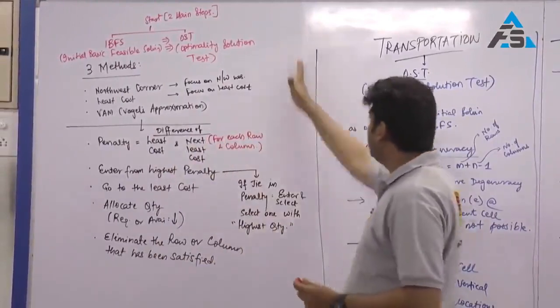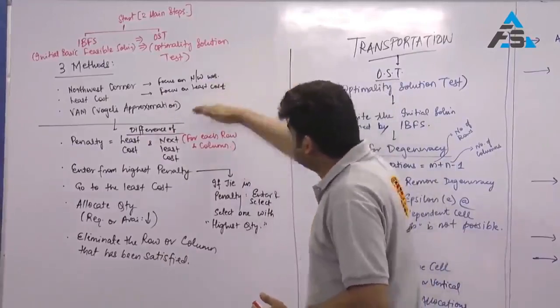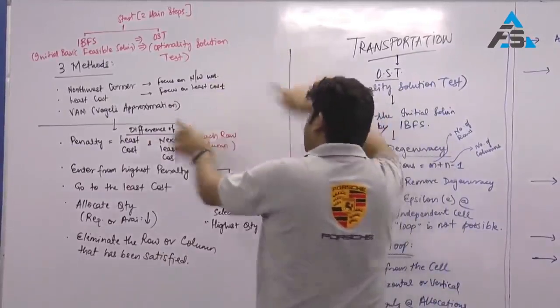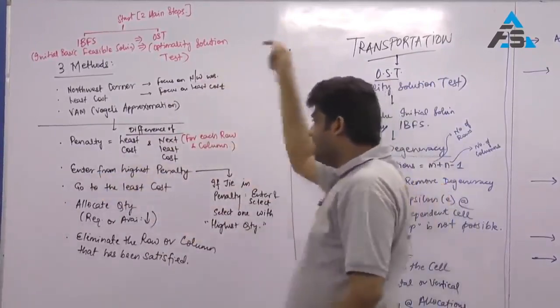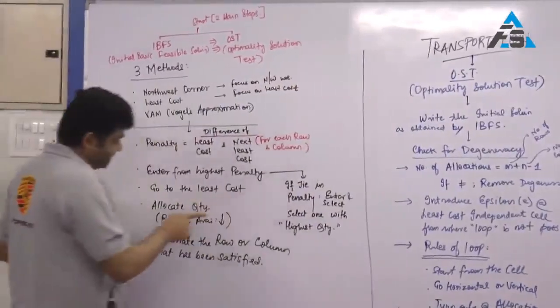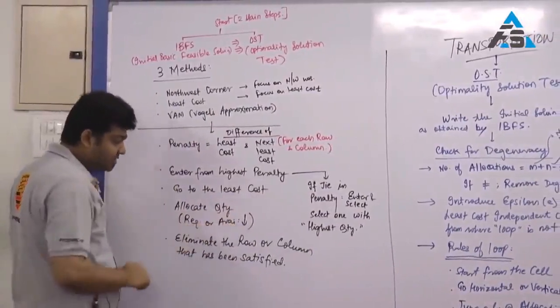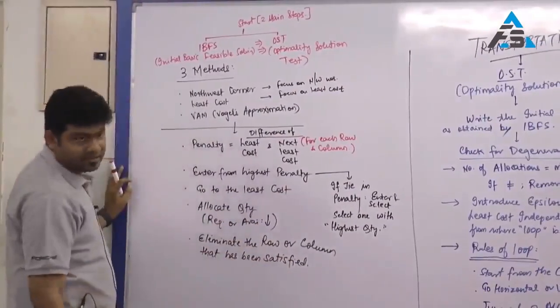So first we will find out penalty for each row and column. So there will be a row, there will be a row. So this is the penalty. There will be a column. So this is the penalty. From this row and column together, enter from the highest penalty. So whichever is the highest penalty, enter from that highest penalty, go to the least cost, and then allocate quantity based on requirement or availability, whichever is lower. Eliminate the row or column that has been satisfied, which becomes 0.